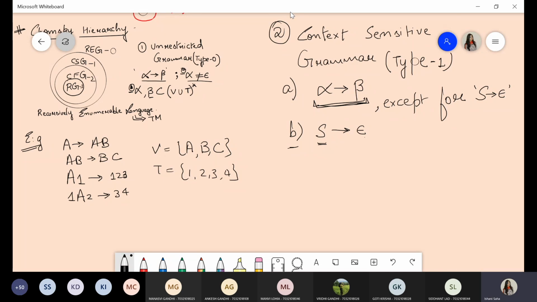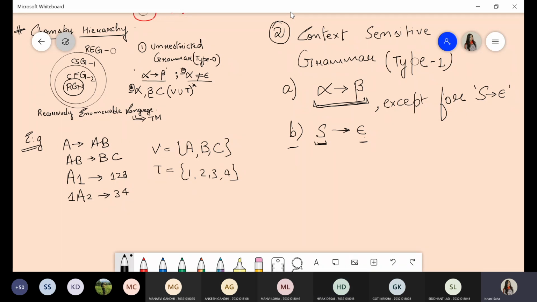Ma'am, sorry, what symbol was it? Symbol epsilon. Only if the start symbol S does not appear on the right hand side of any production.